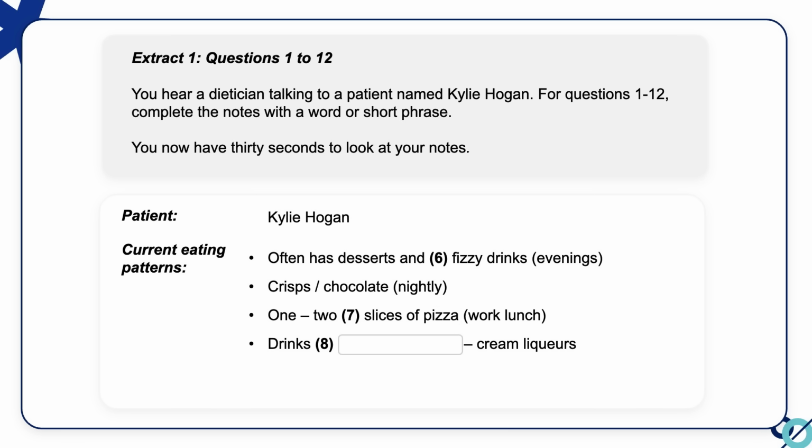Number 7 is slices of pizza. She gets 1, sometimes 2 slices of pizza. Number 8 is 2 to 3. She said she drinks 2 or 3 standard drinks.